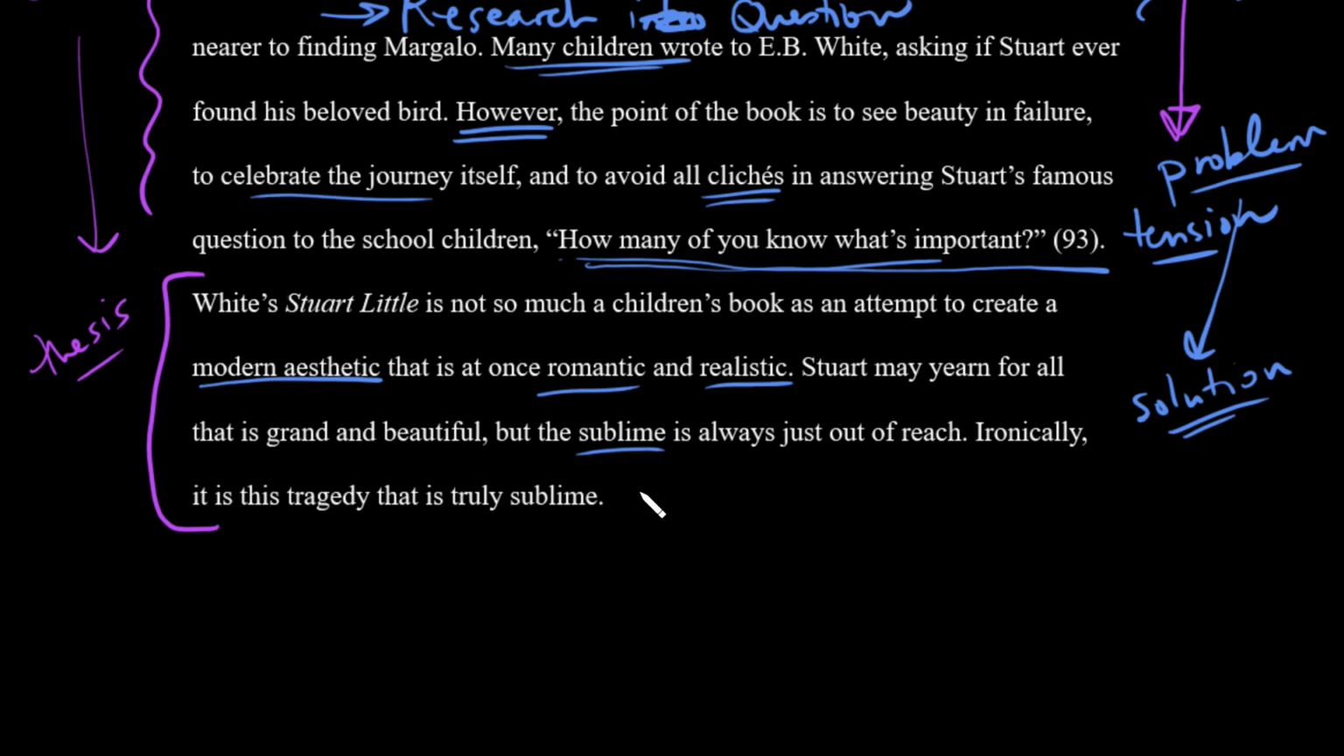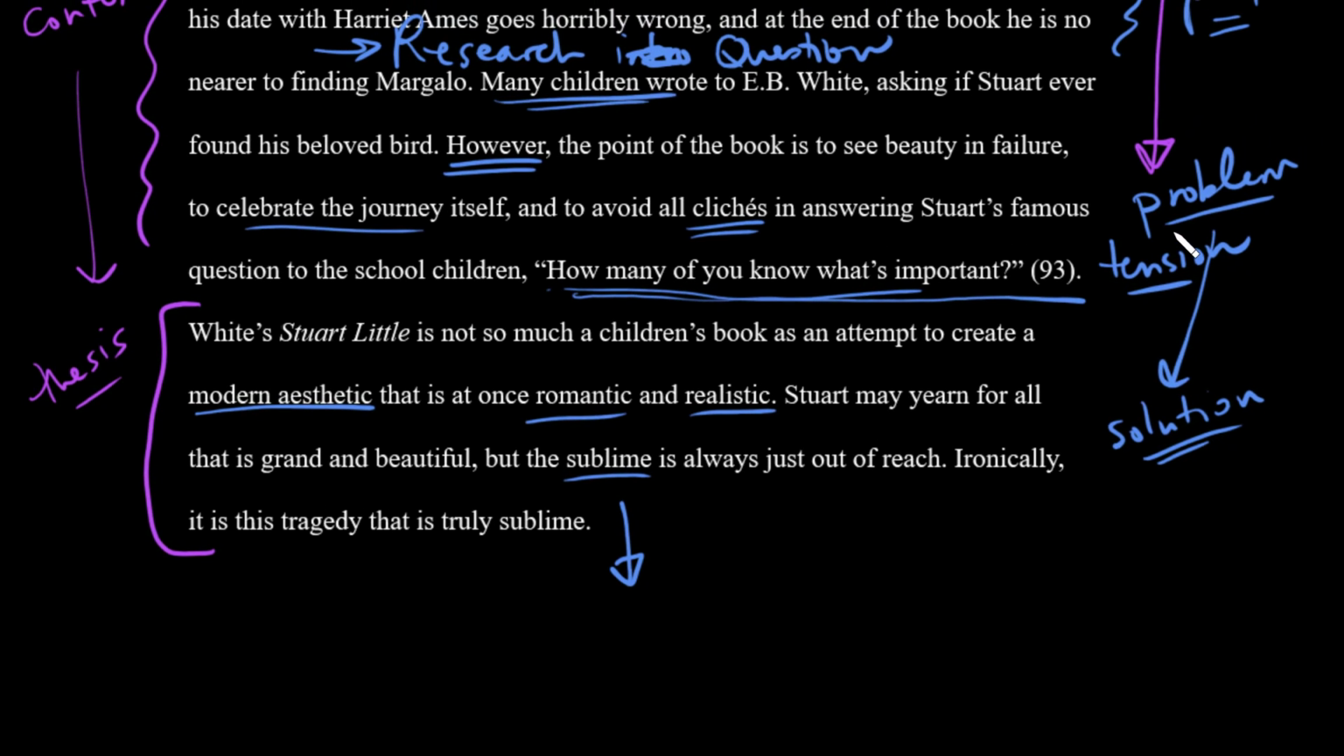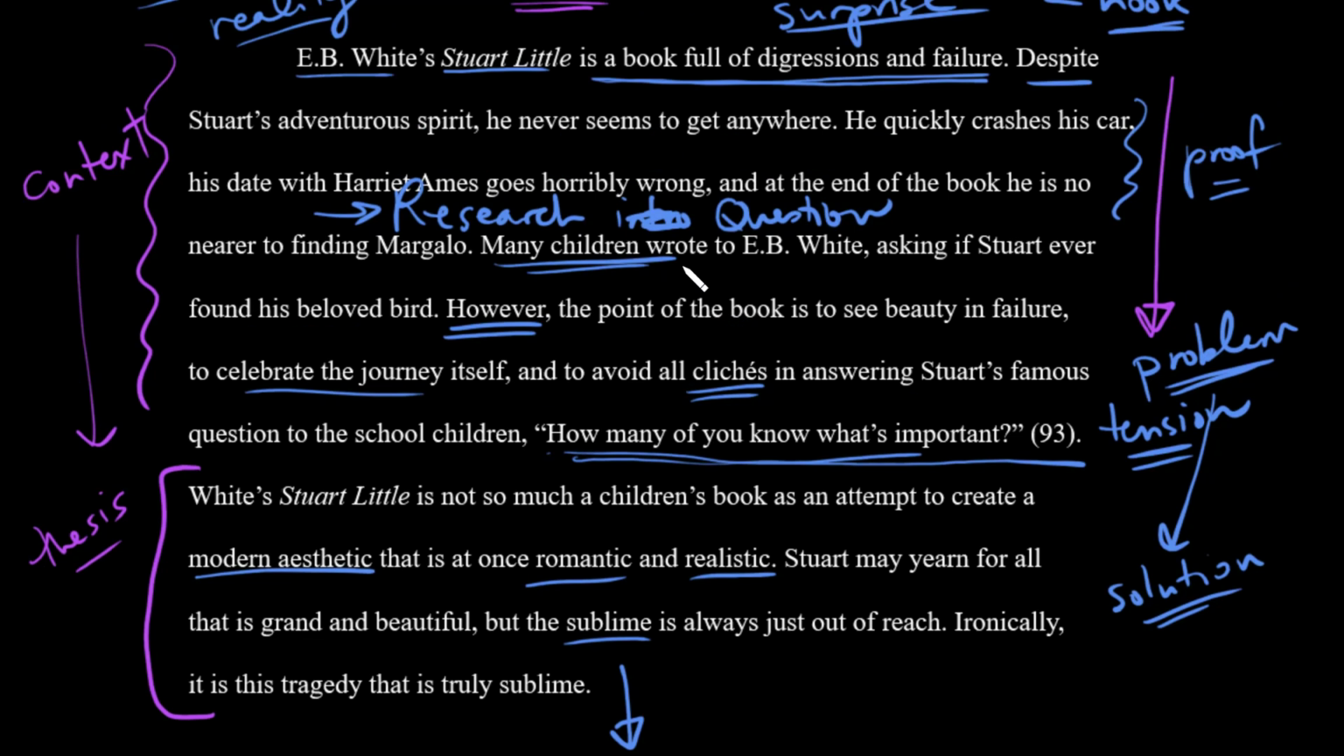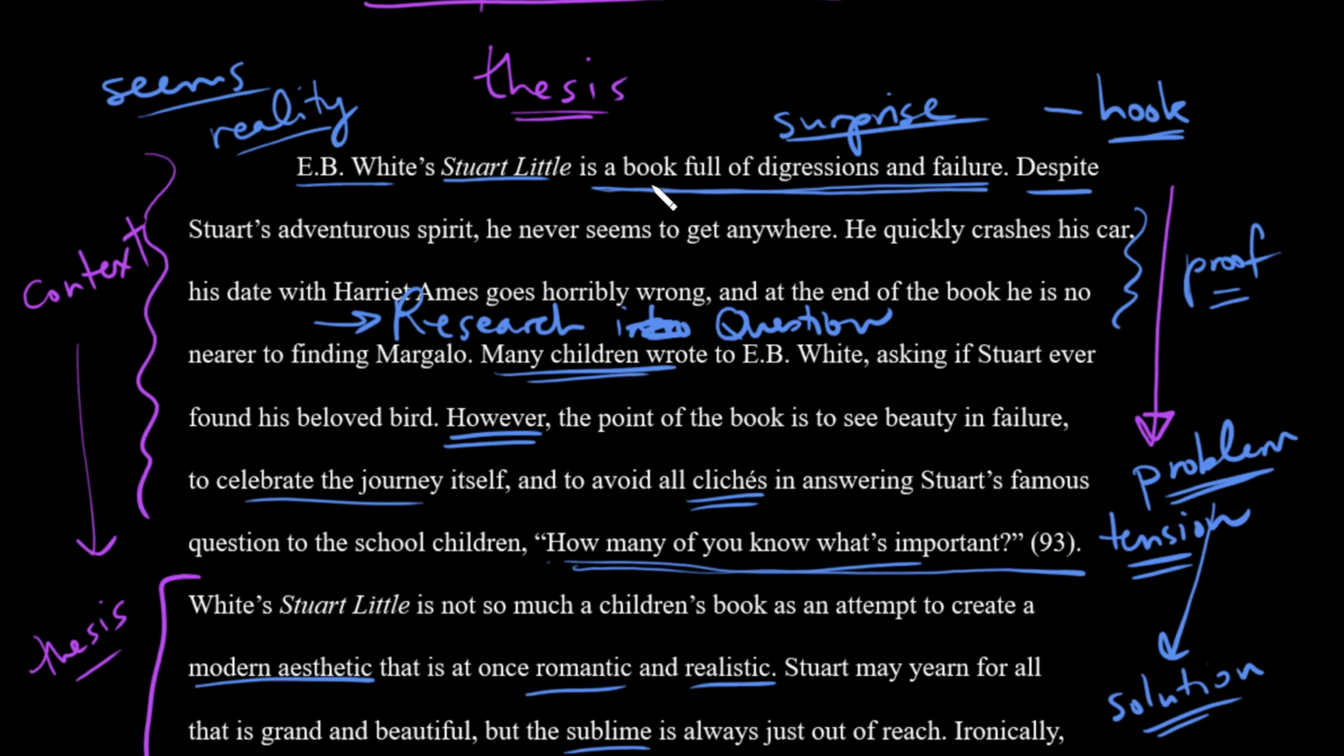So to sum up then, what you want in your introduction is you want a problem, you want some kind of tension, you don't want corny hooks, but what you want instead is a thesis that answers that problem, that resolves that question, and then you want to build up to that thesis with enough context so that the reader can make sense of your question and is interested enough to read on.